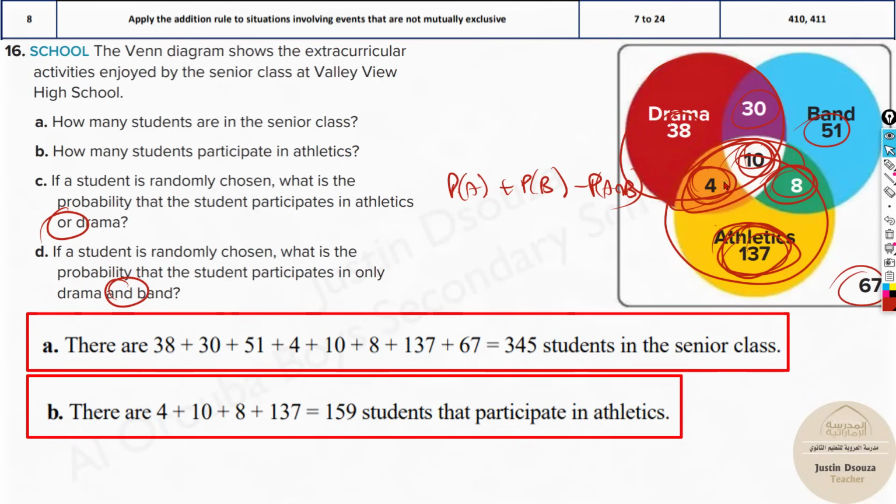See, this is the first one, adding all the numbers: 38, 30, 51. There are 4, 10, 8, 137 and 67. That is the total number of senior class students, 345 students. Now, who participates in athletics? It'll be 4, 10, 8 and 137.